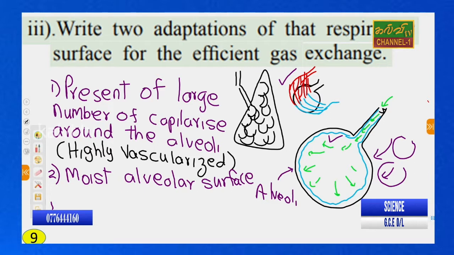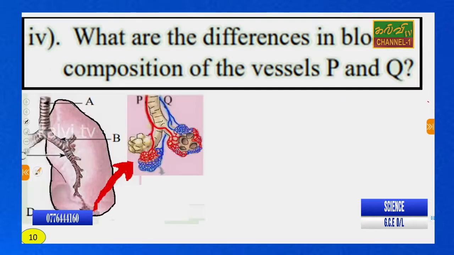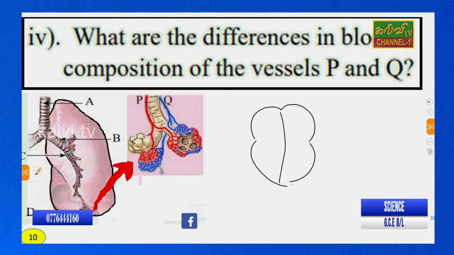Okay, students, we will move to the next slide. What are the differences in blood compositions of the vascular vessels P and Q? We already studied what is in the heart, and the capillaries, that means blood capillaries.